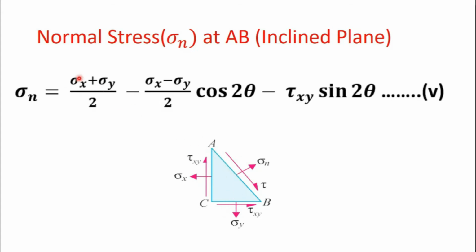So if sigma x, sigma y and tau xy are constant, which normally don't change if you apply sigma x, sigma y and tau xy, then these are almost constant, so they don't change within one element. So you can see sigma n is a function of theta, that is the angle of the plane. As the angle of the plane changes, sigma n also changes. So this is very important: sigma n is a function of the angle of the plane.